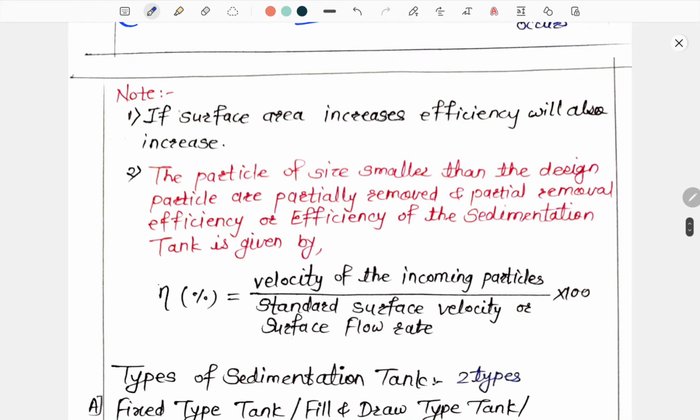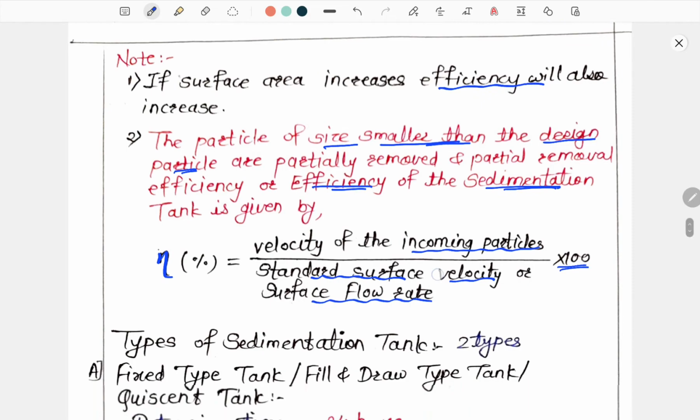Here note some points. If surface area increases, efficiency will also increase. The particles of size smaller than the design particle are partially removed, and partial removal efficiency or efficiency of the sedimentation tank is given by: efficiency in percentage is equal to velocity of the incoming particles divided by standard surface velocity or surface flow rate, multiplied by 100.